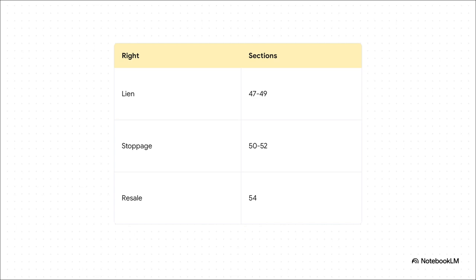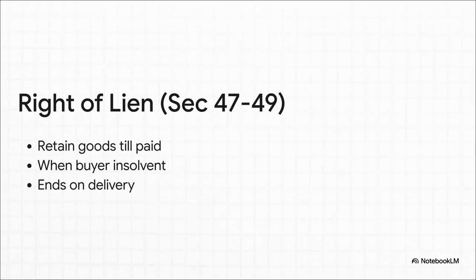Listen carefully, class. Drawing this specific table in your KSLU exam booklet is a brilliant strategy. It maps out the specific sections in a highly structured format, and it guarantees maximum marks. It tells the examiner instantly that you know exactly where these provisions sit within the Bare Act. Let's dissect the right of lien, sections 47 to 49. Meaning, retain possession of goods until payment.